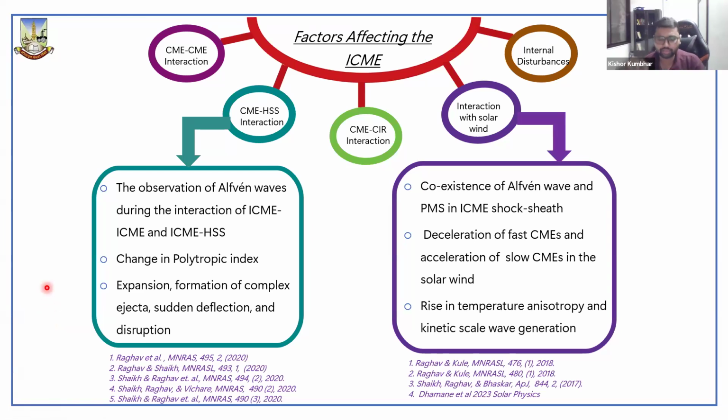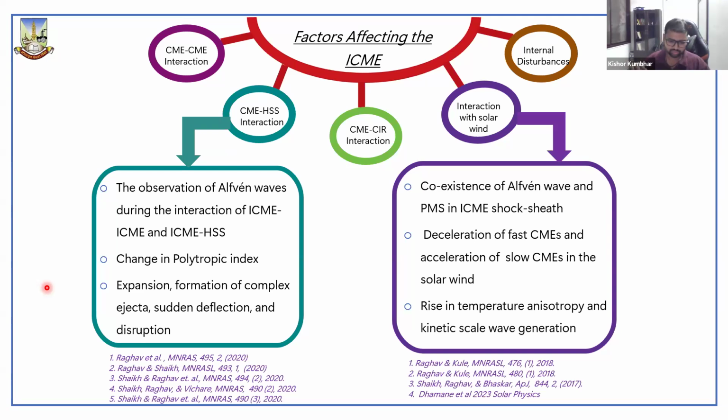So we know that whenever an ICME propagates into interplanetary space, it encounters various magnetic structures which affect, directly or indirectly, the ICME dynamics. In the sense, sometimes during the propagation, the ICME may interact with a previously expelled CME, causing something called CME-CME interaction, or it may even interact with a high-speed stream, causing a CME-HSS interaction, or sometimes it may even interact with the CIR, causing CME-CIR interaction. Or in a few cases, it may even interact with the surrounding solar wind.